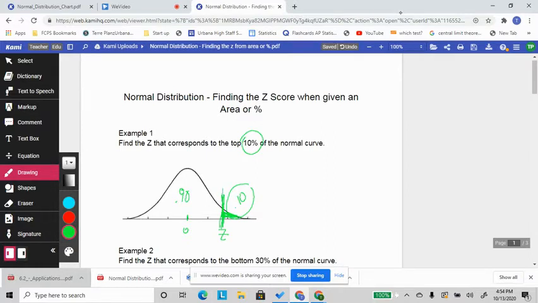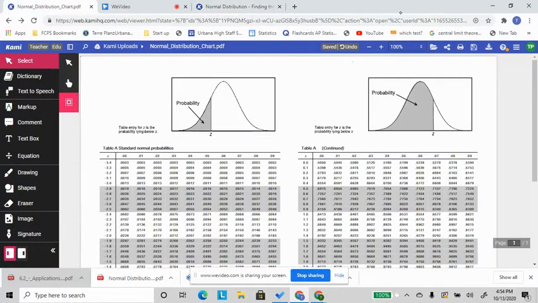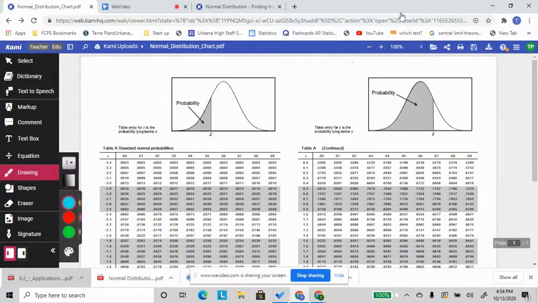The z is like slicing the curve into pieces. So a 90th percentile means you did better than 90% of the population. Okay, so we need to find this z. Obviously, we're on the positive side, right? So when we go over here to look up the z, we are given this area right here. So we are given this area of 10%.